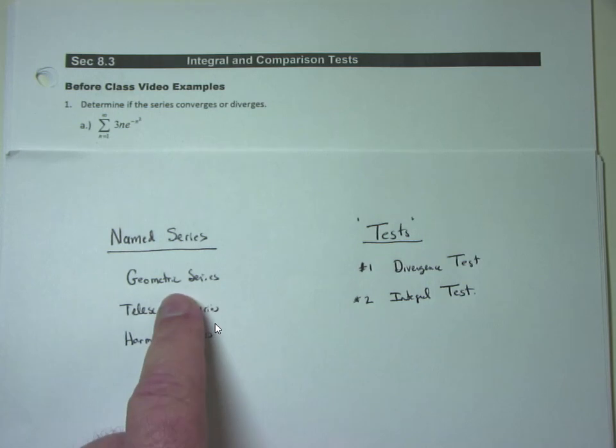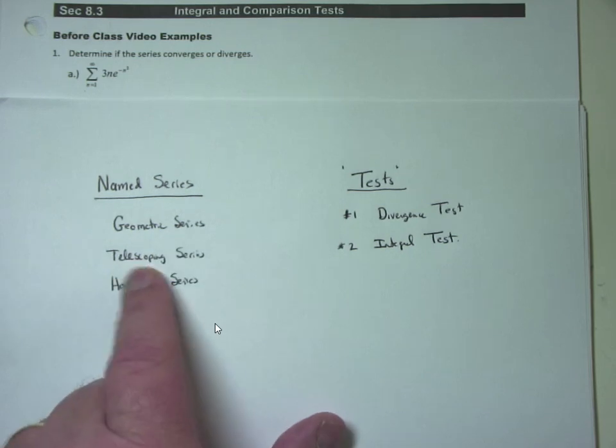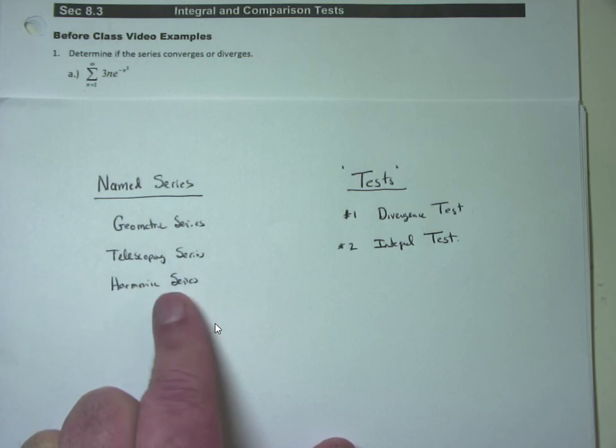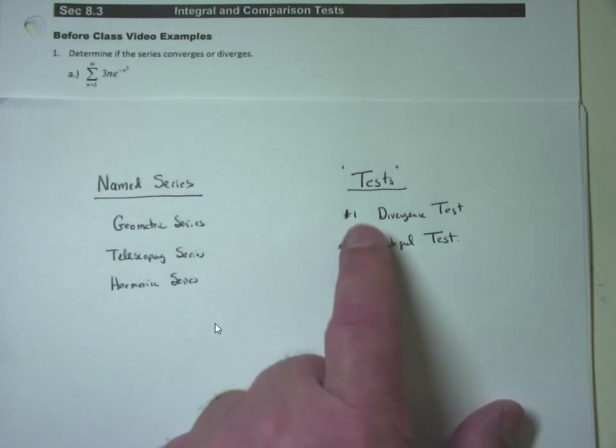The series that you are supposed to know at this point, the formula and how it works, is the geometric series, the telescoping series, and the harmonic series. And the harmonic series always diverges. In terms of tests, there will be 7 tests that you have to master. You've gotten 2 right now.